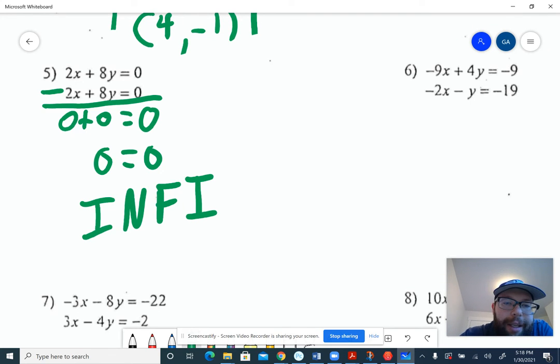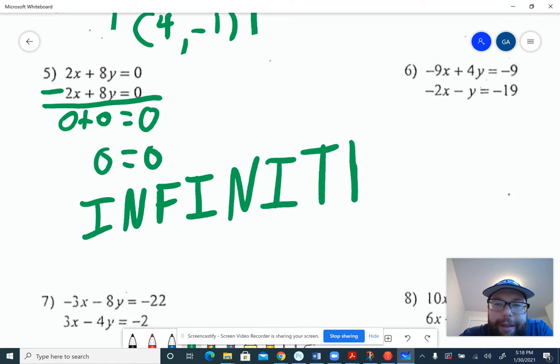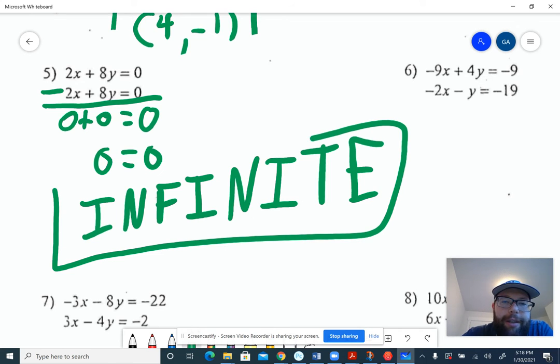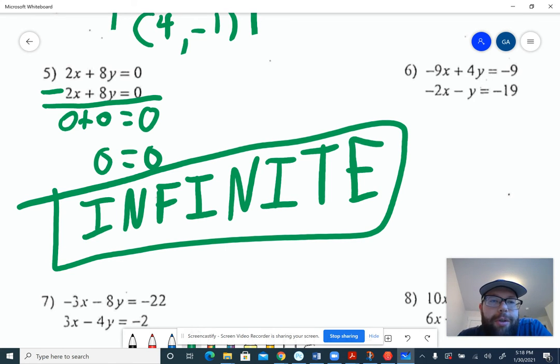Okay. And on Canvas, for your quiz, you would write the entire word infinite. And that would be your answer. And I think it might want you to put it in caps. I'm not sure on that. But definitely you're writing the whole word if you get an infinite solution.